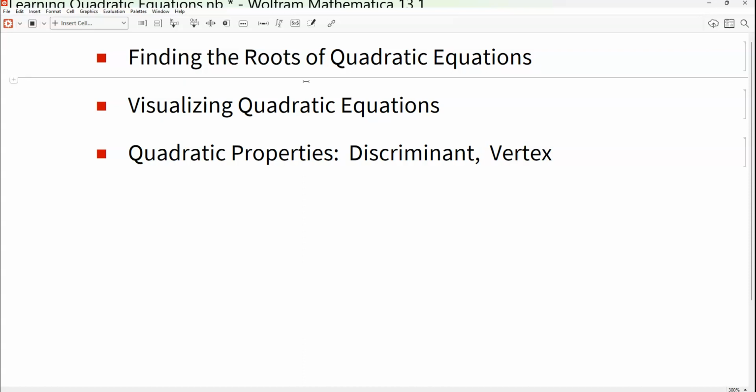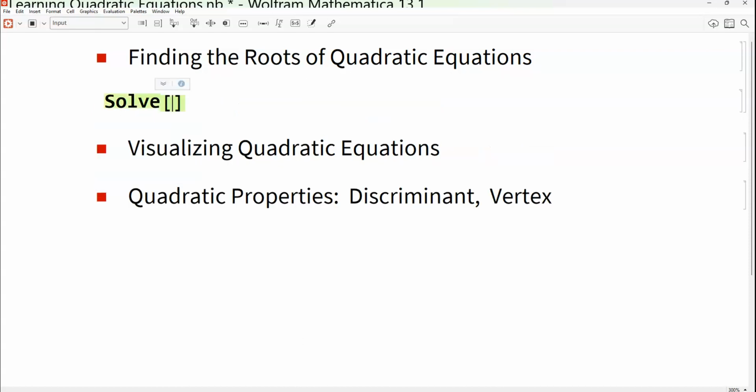So for example, one of the common tasks of quadratic equations is to find their roots, which is the same thing as solving for x. So we can have Mathematica do this for us. x squared plus 2x minus 3 equals 0. So there we used a Mathematica function called Solve, pretty obviously named as to what it does.